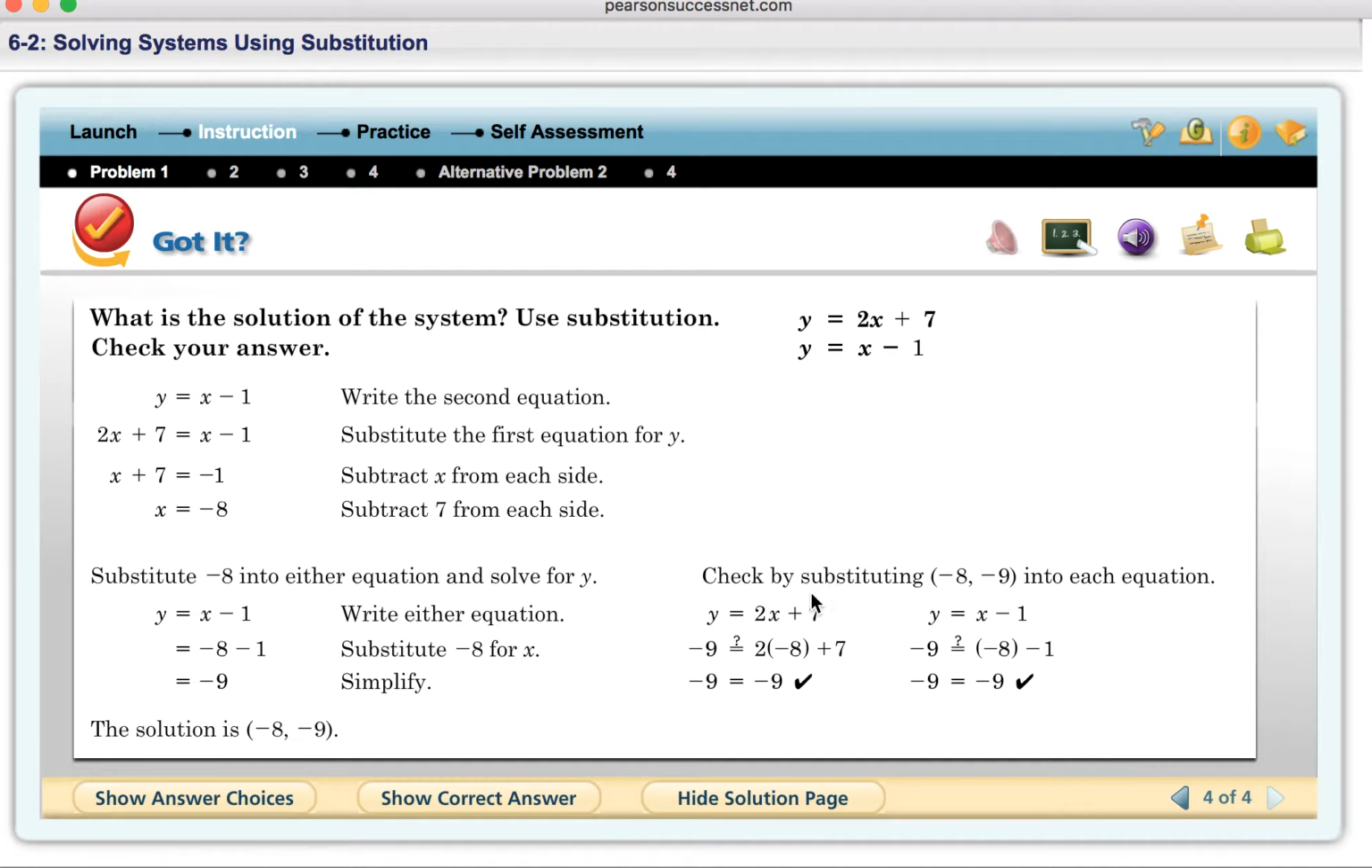Then we can come back and substitute negative 8 in for x and negative 9 in for y, and check our work. It works in this case. Again, we substitute negative 8 in for x and negative 9 in for y here, and we check our work. And it should be good.